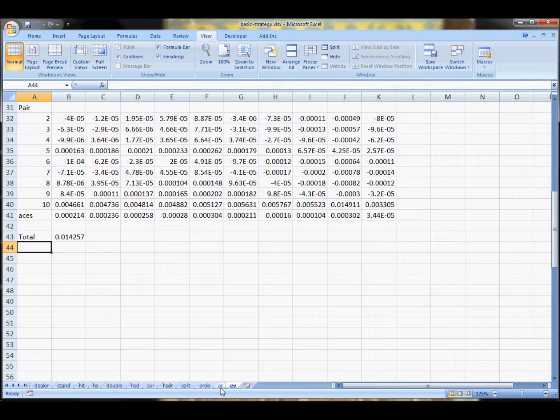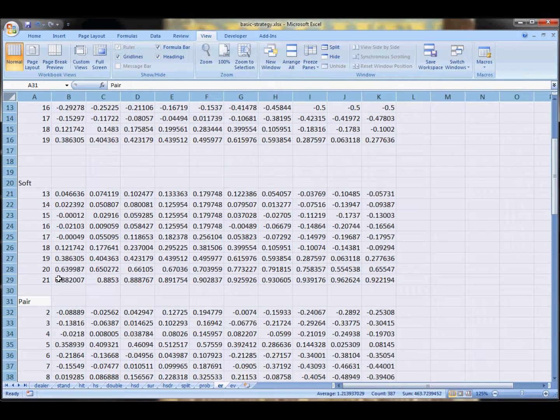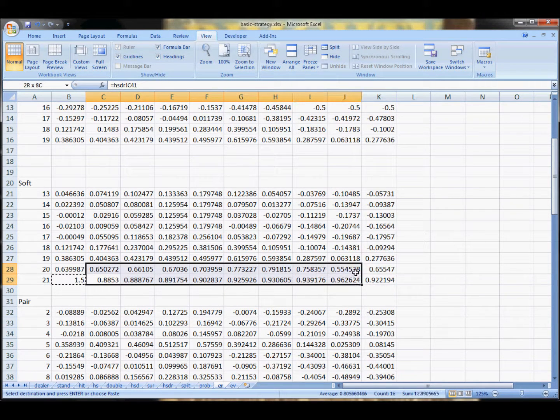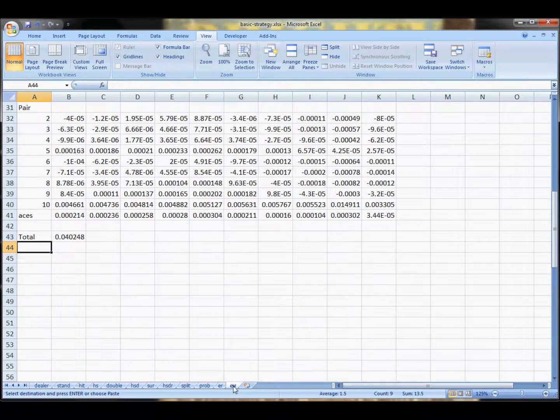In the expected return sheet for a soft 21, I've been treating it like an ace-5 and a 5, when actually it should be 1.5 because it's a blackjack. So let me copy and paste this 1.5 all the way down. That changes the expected return to 4.02%. But again, that's once you clear the hurdle of no dealer blackjack. What's the probability of a dealer blackjack? That is 2 times 4/13 times 1/13, and the 2 is because the 10 and the ace could be in either order.